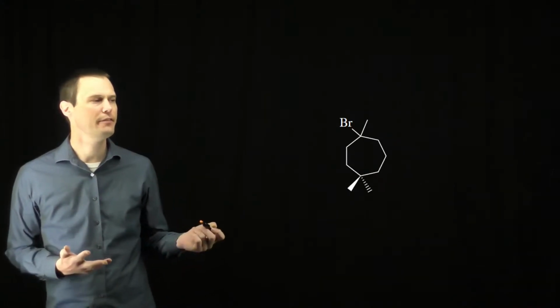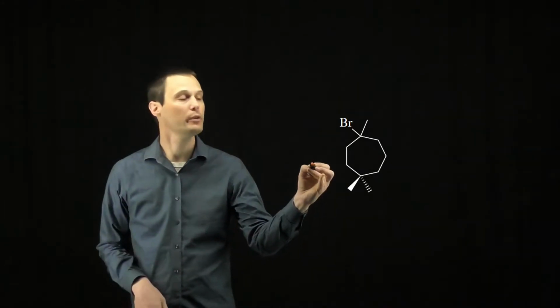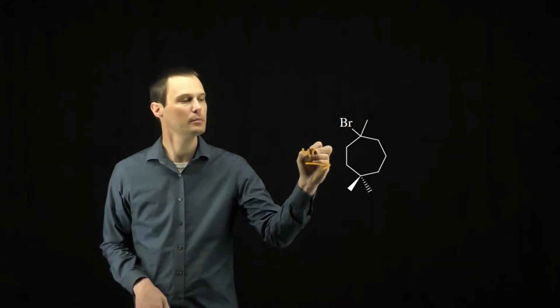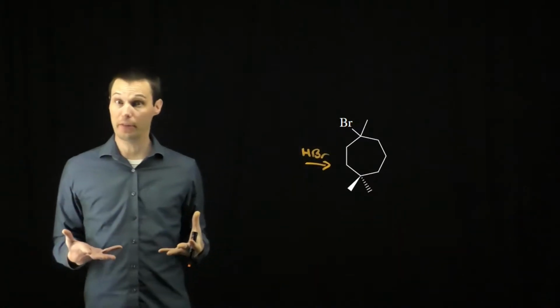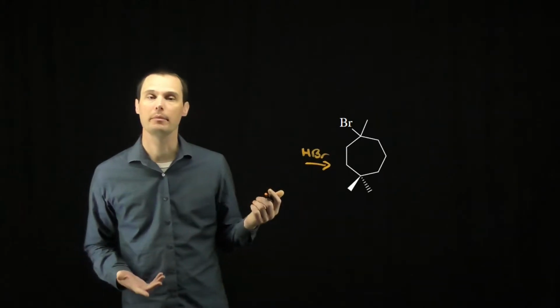This question asks us to identify the alkene which, when treated with HBr, will form this product. There are actually 3 correct answers to this particular problem. Let's go ahead and look at them.